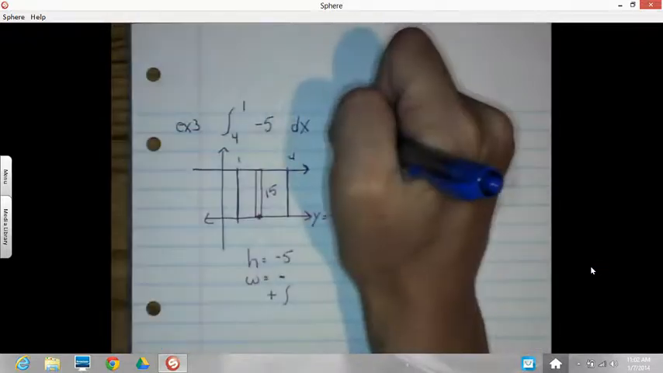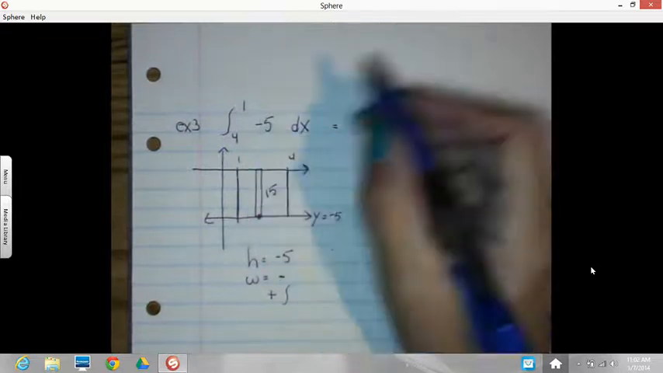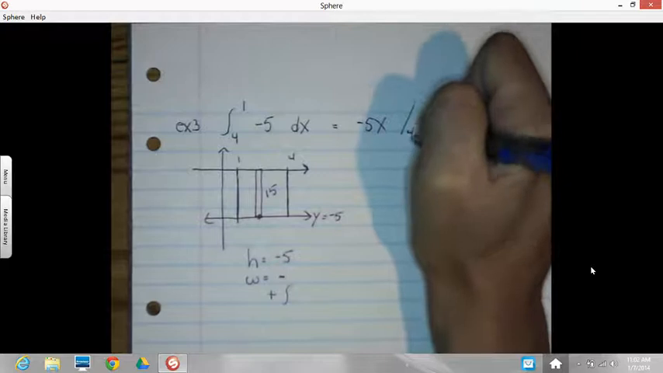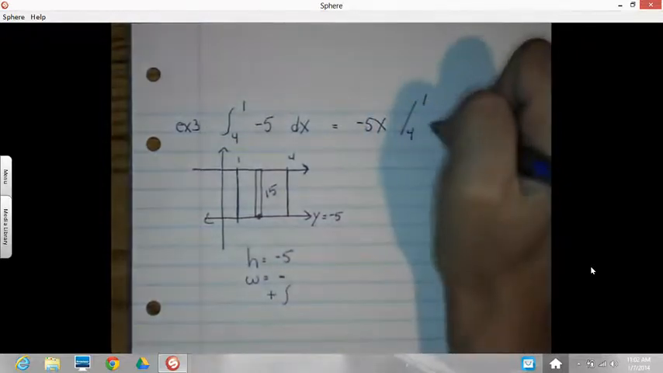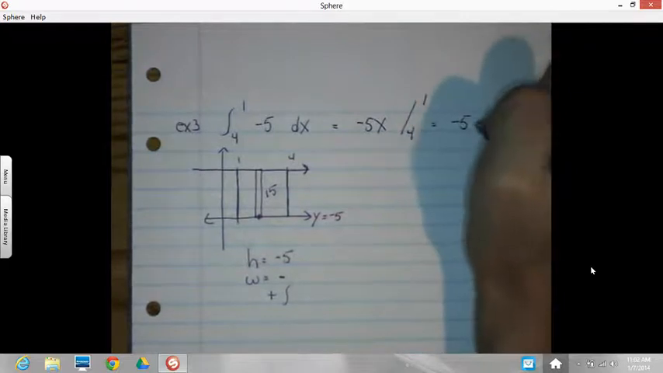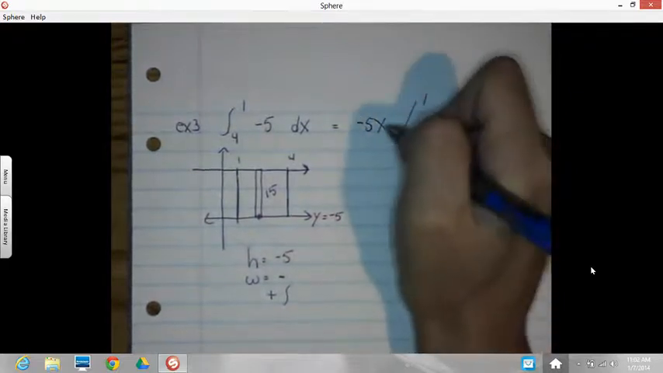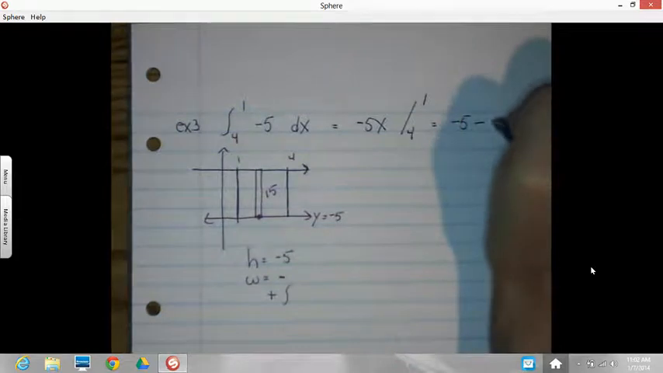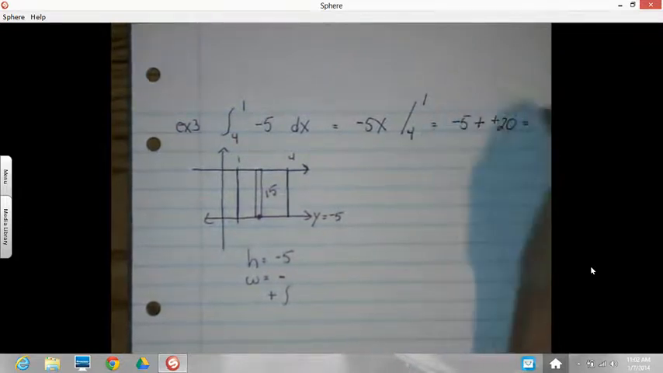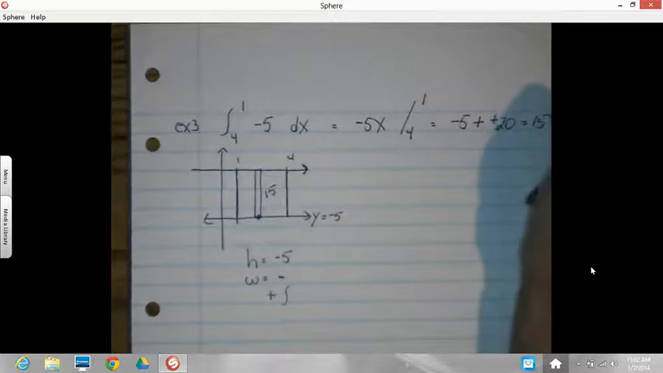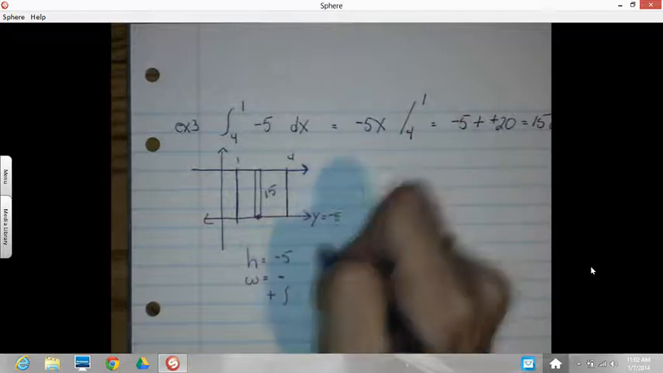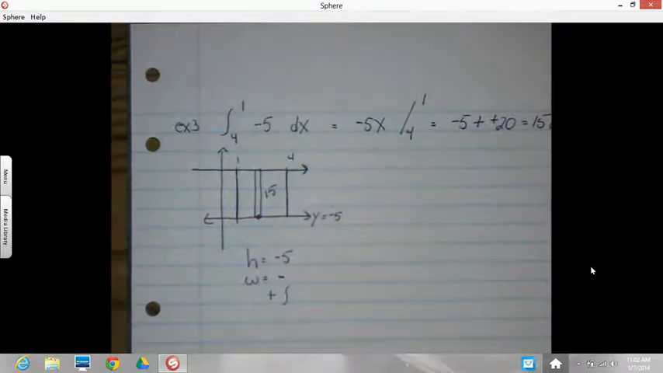So doing the integrating, that'll just integrate to negative 5x, evaluated from 4 to 1, or 1 to 4. So plugging in the 1, I get a negative 5. Subtract, putting in the 4, I get a negative 20. Negative 5 plus 20 is 15. So here we had an example where our heights were negative and our widths were negative, giving us a positive.